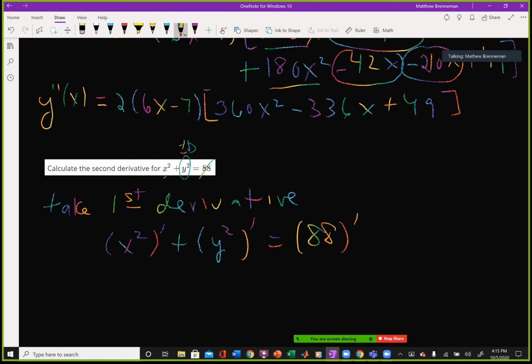And of course, the first and the last terms don't concern me, right? This is just 2x. The prime is with respect to x. And for the second term, I'm going to have to use implicit differentiation, right? So if we look at this term right here, d/dx of y squared, we remember that implicit differentiation tells us to take the derivative of this with respect to y first, and then multiply by the derivative of y with respect to x.